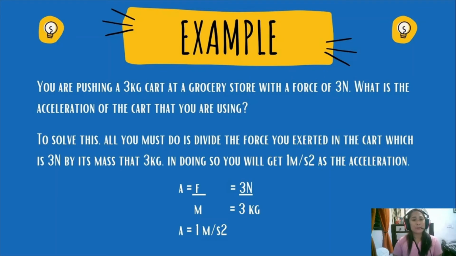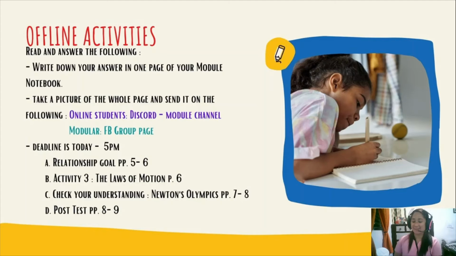To solve this, all you must do is to divide the force you exerted in the cart, which is 3 Newton, by its mass, that is 3 kilogram. In doing so, you will get 1 meter per second squared as the acceleration. So, following the formula, A is equal to F over M. Substitute natin yung value. F is 3 Newton, M is 3 kilogram. So, 3 divided by 3 is equal to 1. 1 meter per second squared.